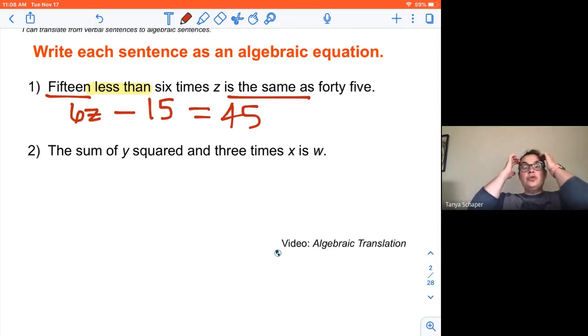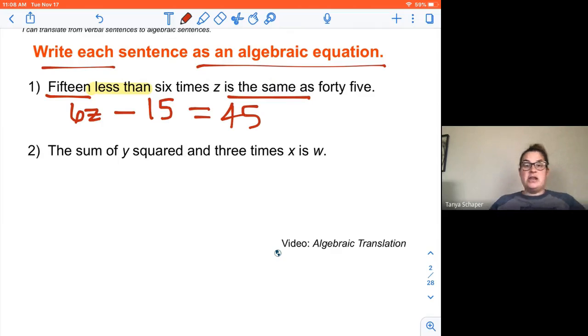So the directions in this case are to write the sentence as an algebraic equation, going between those 2 forms of functions. All right, so verbal and algebraic are 2 of the 4 forms of functions. Reminder, the other 2 are t-tables and graphs. So let's try this next one.